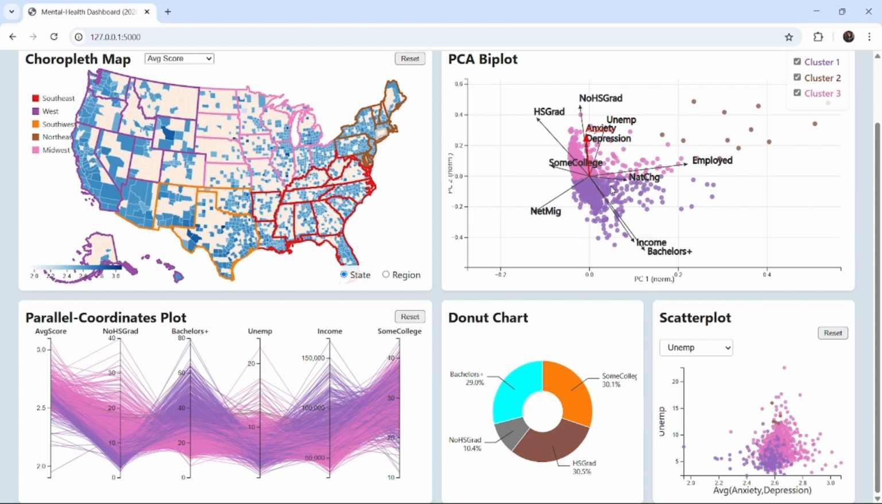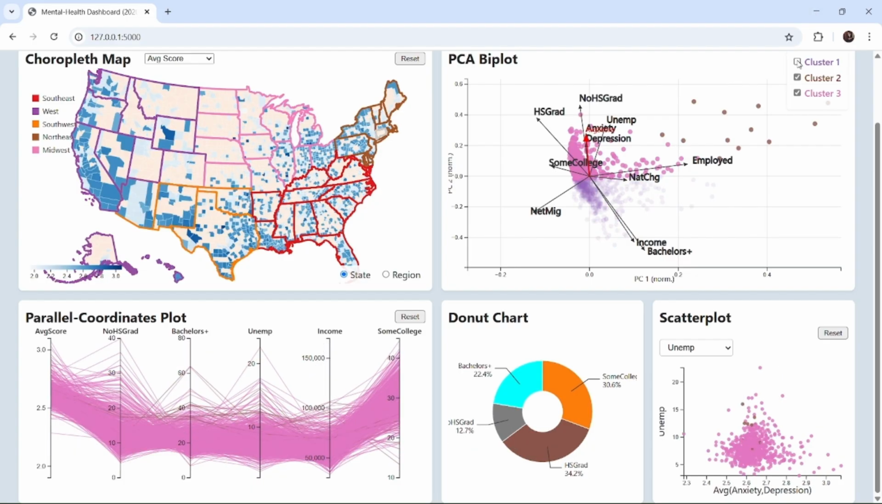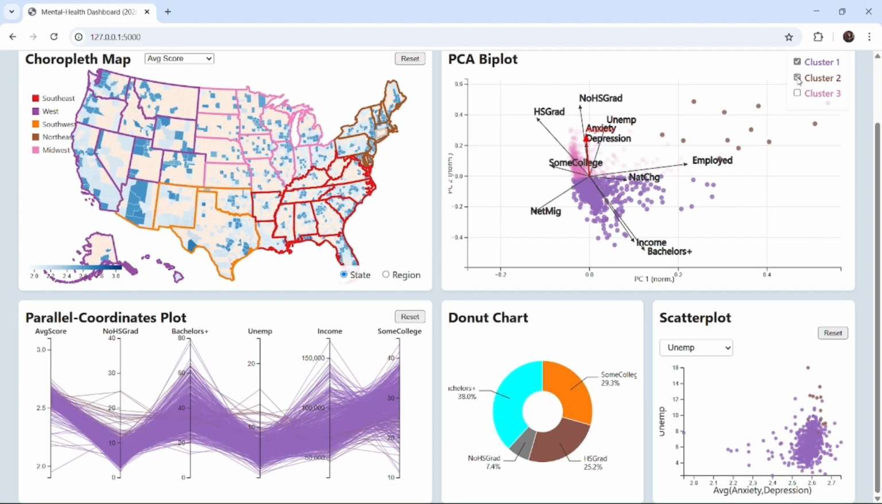Now let's look at how the clusters nicely reflect the patterns in the demography. If we're choosing, let's say, just cluster 3, the pink cluster, this is spread across and towards the vector for average depression and anxiety. That means this group of counties is actually going to be vulnerable. Then if we select the purple cluster, this is the group of counties that are higher in income and bachelor's degree.